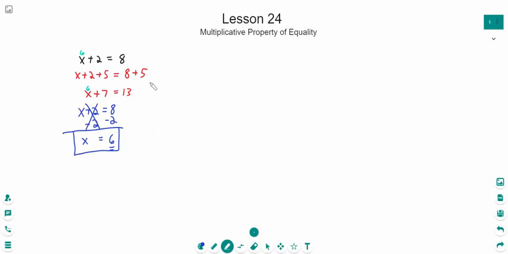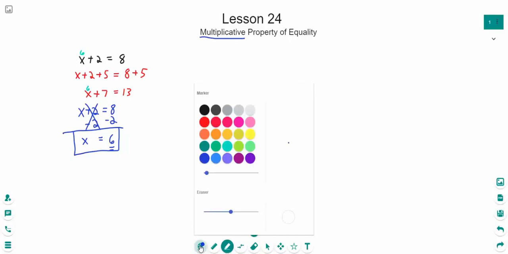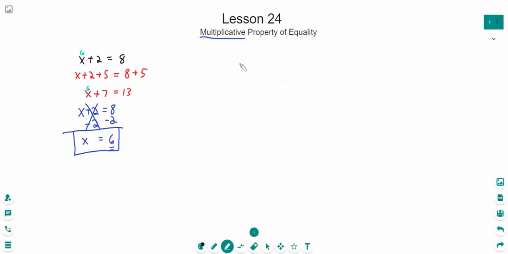Now, today, we're going to be doing something similar, only now we're going to be using multiplication. That's why it's the multiplicative property of equality. So if I give you another equation, let's say I give you 2x is equal to 8. We recognize that we have multiplication here. Over here we had addition. Here we have multiplication. So if I'm trying to get x all by itself, there's nothing that I can add to this side that's going to remove this 2.